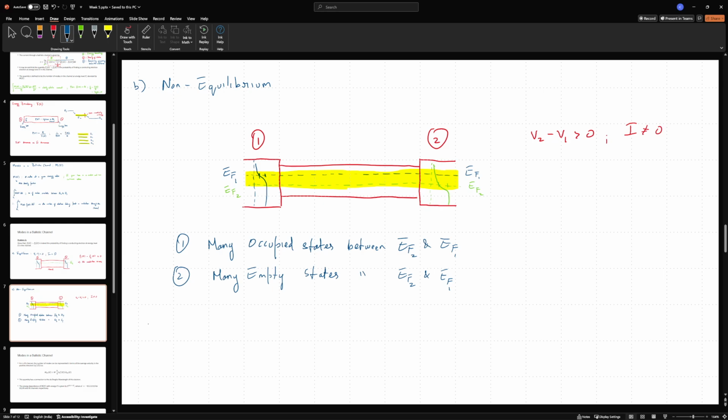So for conduction, E1 should be occupied in terminal 1 and E2 should be empty in terminal 2.